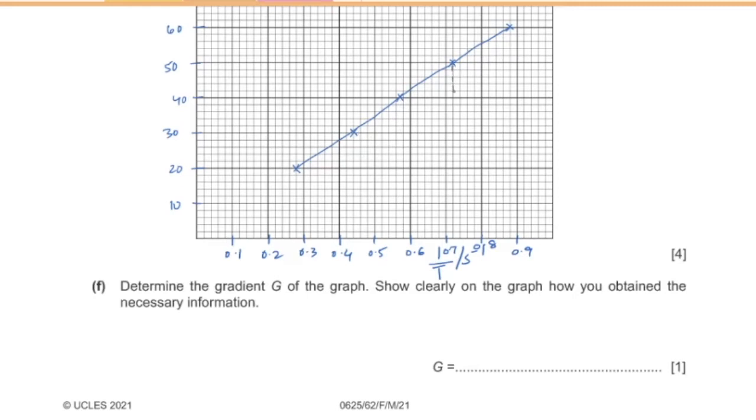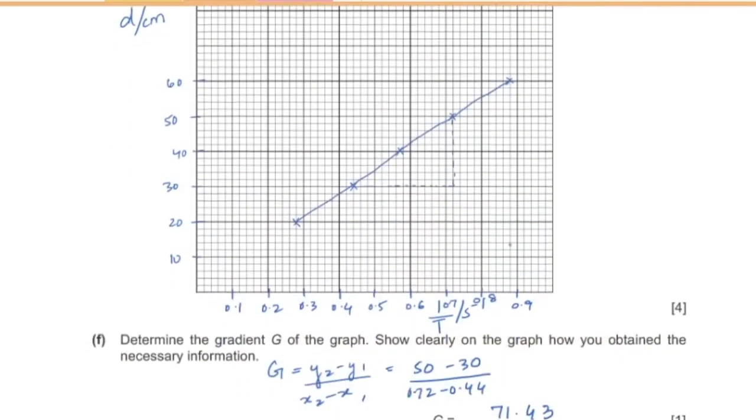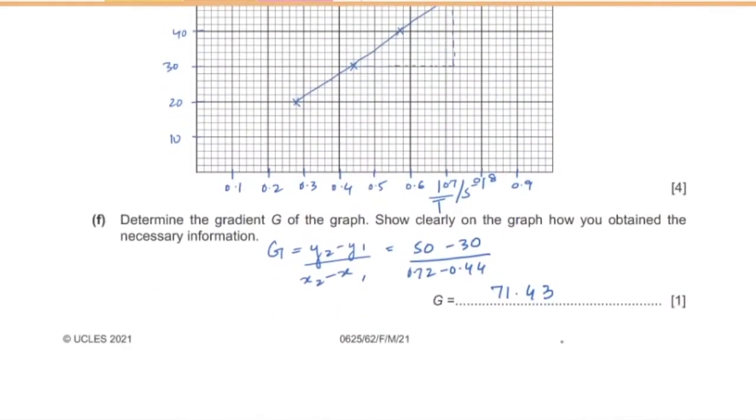So I'm going to draw a triangle. And you must show this triangle. G is equal to y2 minus y1 divided by x2 minus x1. 50 minus 30 divided by 0.72 minus 0.44, which is equal to 71.43, since the last values in the table are also corrected to 2 decimal places. So here, 2 decimal places.